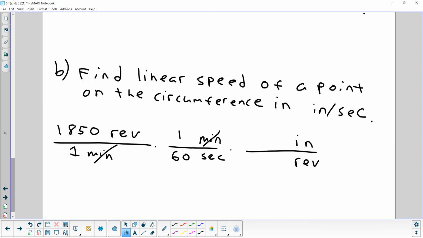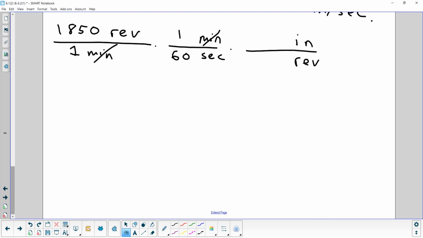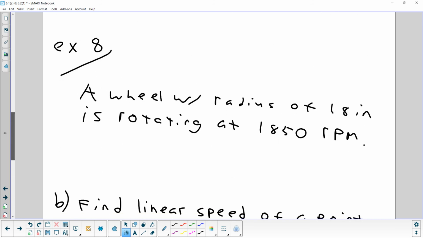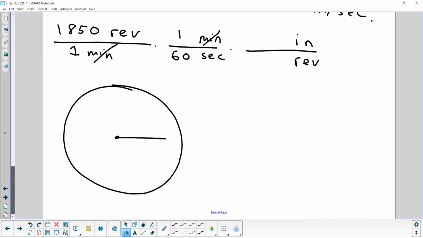That's not a standard conversion. That's not like saying there's always 12 inches in a foot. That's standard. There's always 60 seconds in a minute. Inches in a revolution? Well, think about it like this. There's a revolution. How big of a revolution is that? It's a revolution that has a radius of 18 inches. How would you figure out how many inches are in one revolution? It would really be the what of that circle.